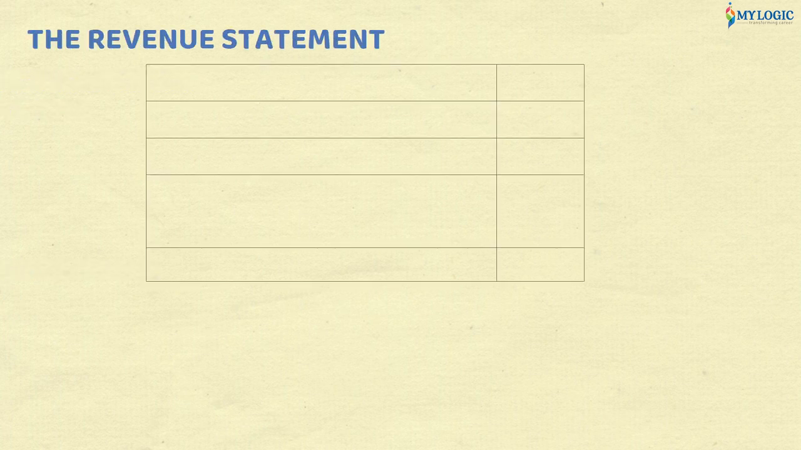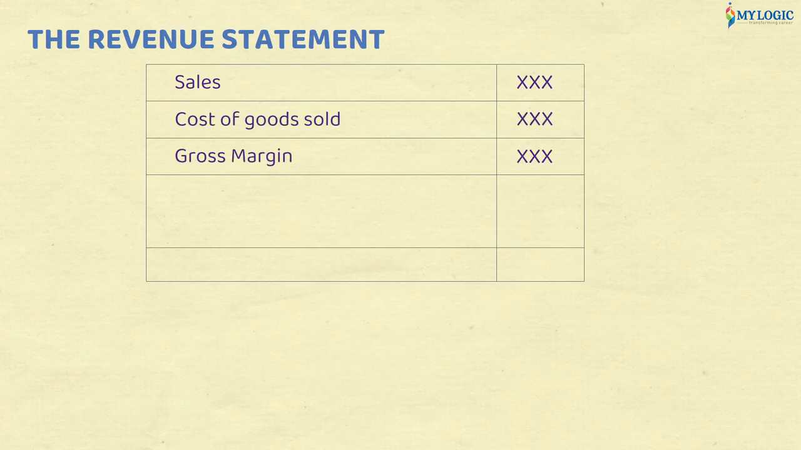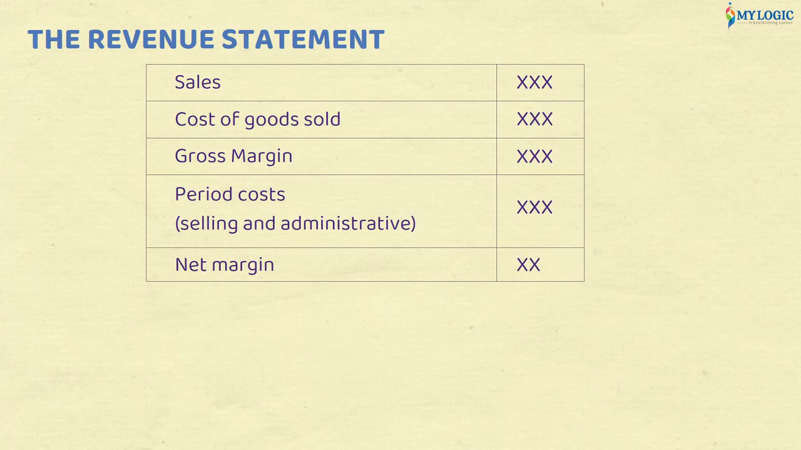Now let us look at the revenue statement. Sales. Cost of goods sold. Gross margin. Period costs, selling and administrative. Net margin.